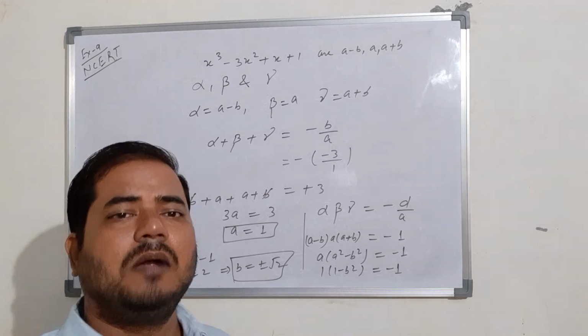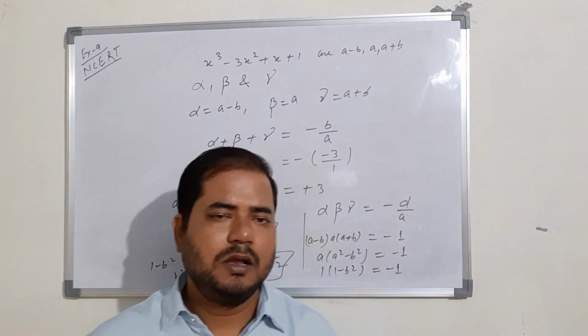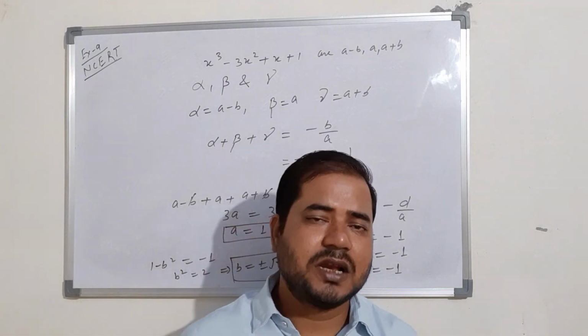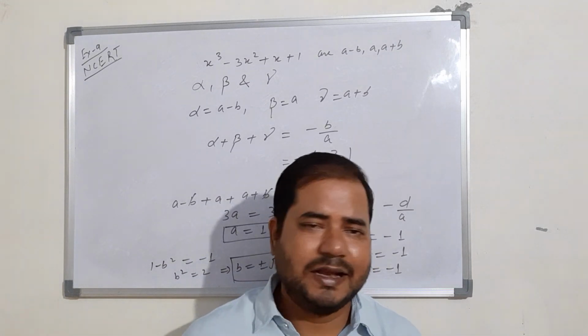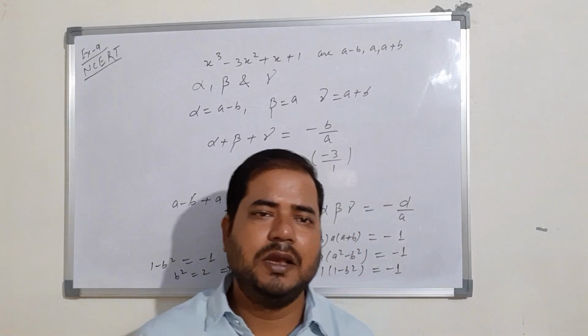So in this manner we had to complete the chapter polynomials. Now in the next lecture number 5, we have to discuss the next topic, pair of linear equations in two variables.